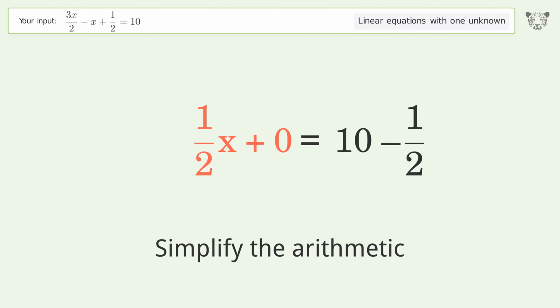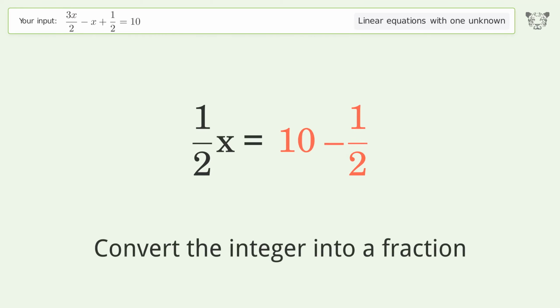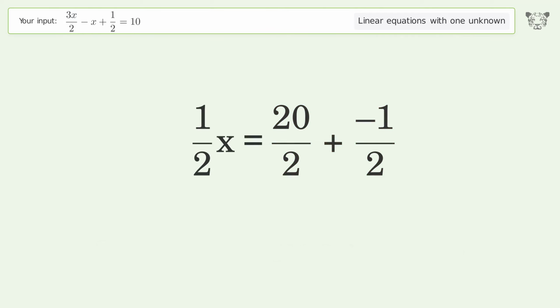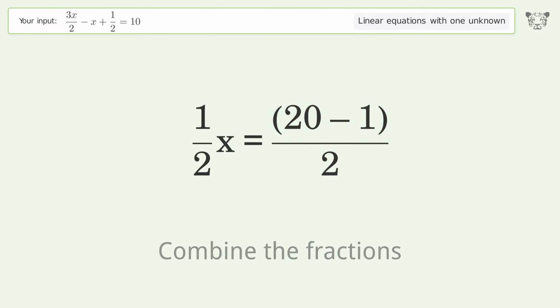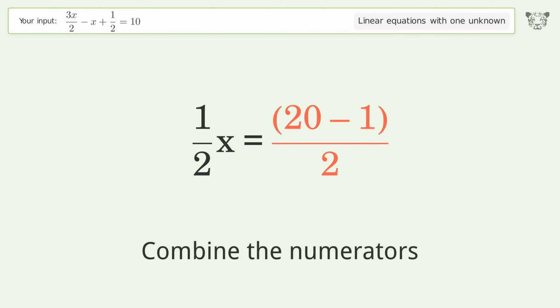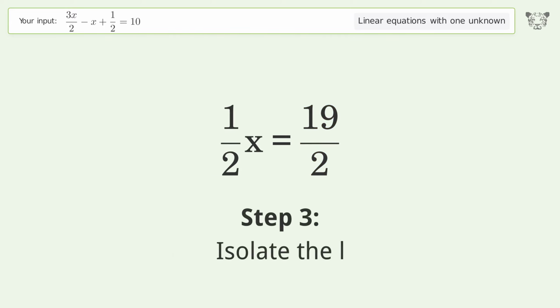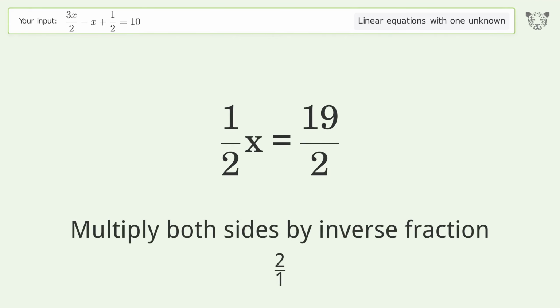Simplify the arithmetic. Convert the integer into a fraction. Combine the fractions. Combine the numerators. Isolate the L. Multiply both sides by inverse fraction 2 over 1.